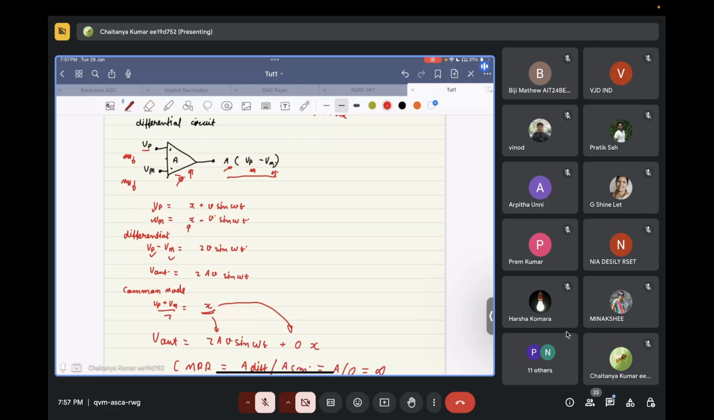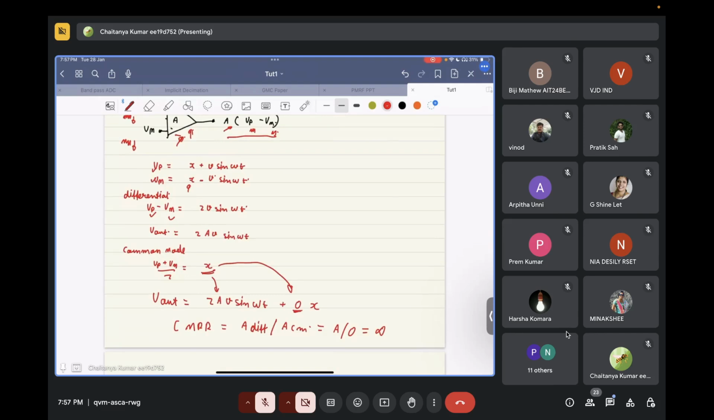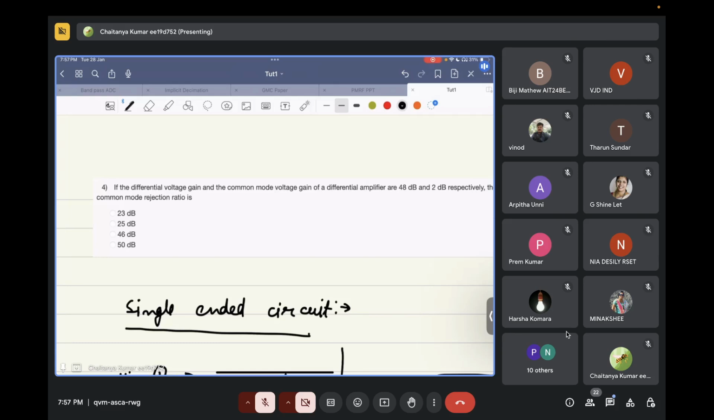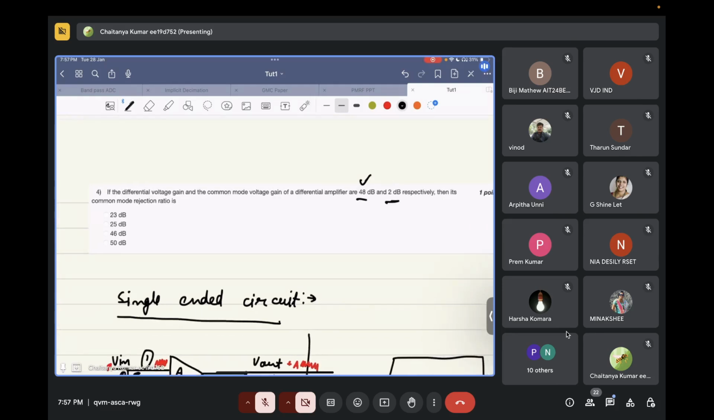But what happens due to several non-idealities of this op amp? This zero is not truly zero. This will be some small quantity, let's say alpha, instead of zero. In that case, common mode rejection ratio will be equal to A by alpha and not exactly infinite. So in this question, we have been given that differential gain is 48 dB. Our common mode gain is 2 dB. Can anyone tell what will be the ratio of differential mode to common mode gain?